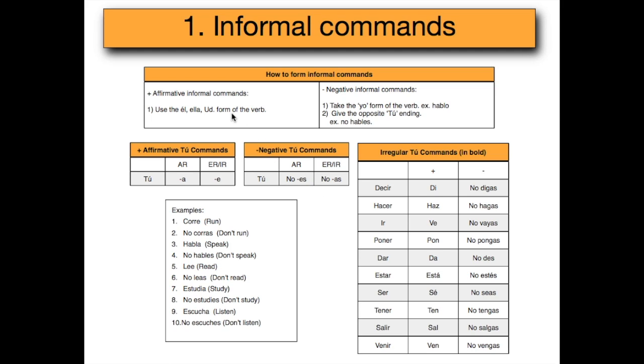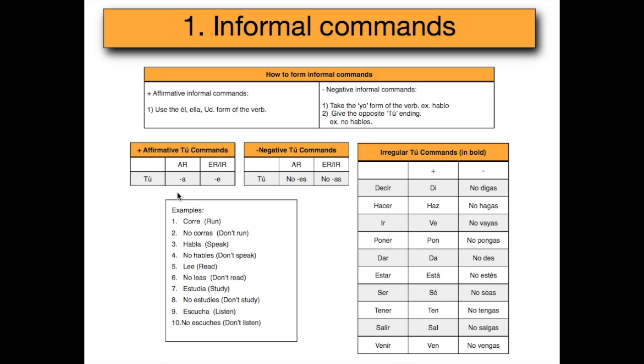So, first of all, we have affirmative commands, or telling someone to do something. So if I wanted to tell a friend or family member to do something, as far as the form of the verb goes, all I need to do is use the él, ella, usted form of the verb. So pretty straightforward. And that's demonstrated here in this little table. So if I want to tell a friend or family member, using the verb hablar, to speak or speak up, I would say habla.